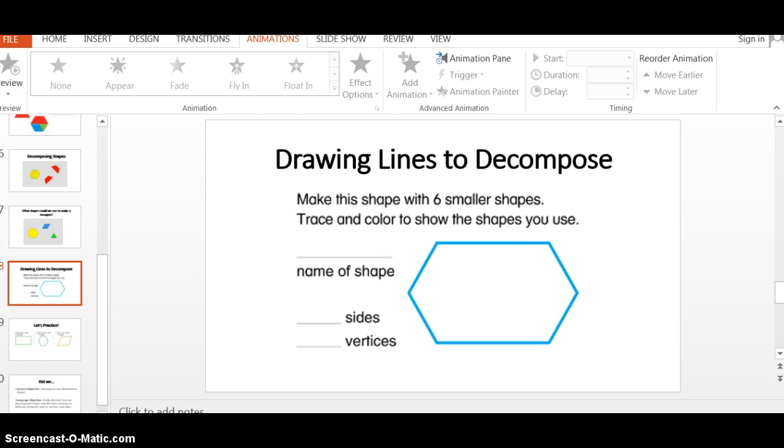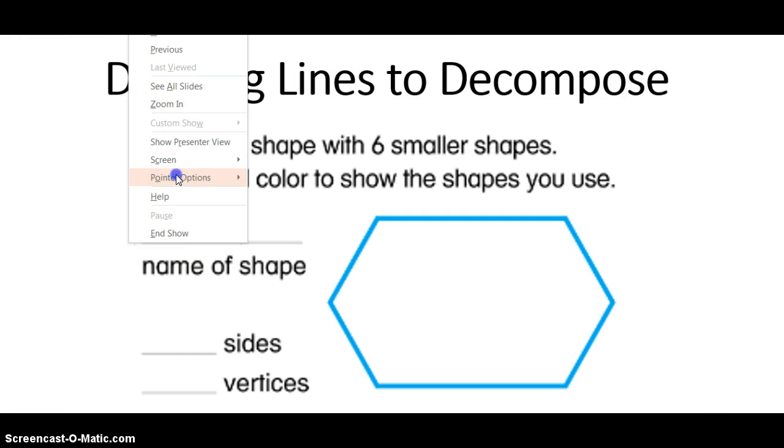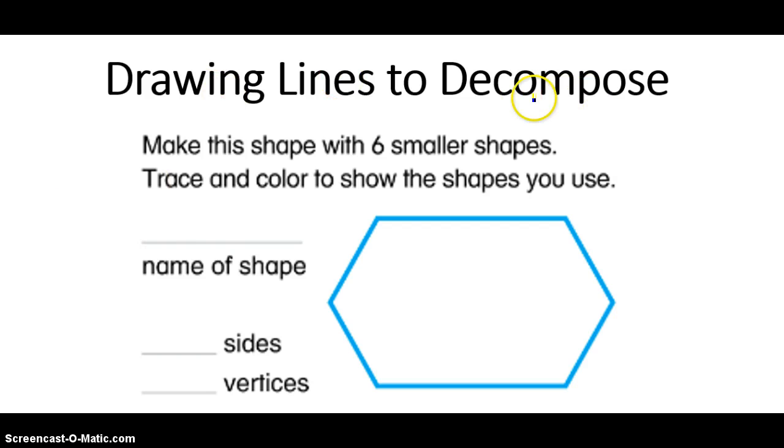Now let's try something different. Let's draw some lines to decompose. So sometimes we might not have the shapes or the manipulatives in front of us, and we may need to just draw the lines. So make this shape with 6 smaller shapes. So what we can do is trace. First, let's look at the name of the shape. So in order to find the name of the shape, let's count the vertices. 1, 2, 3, 4, 5, and 6.